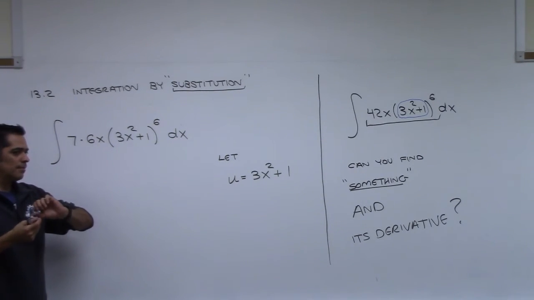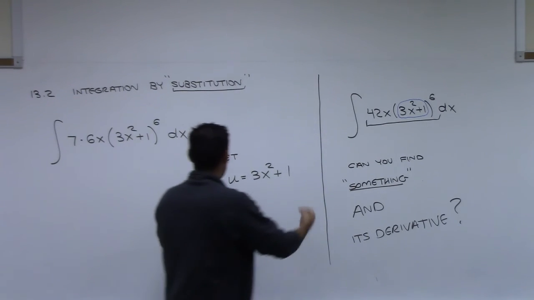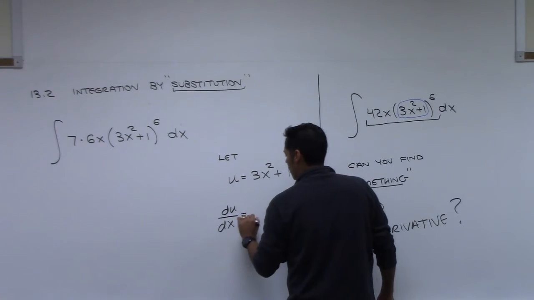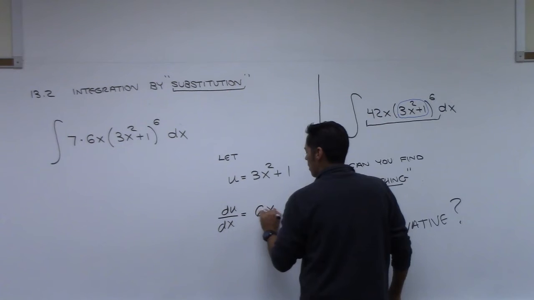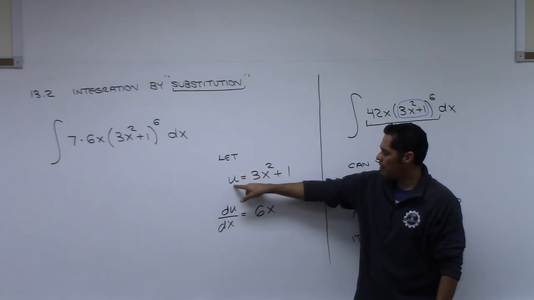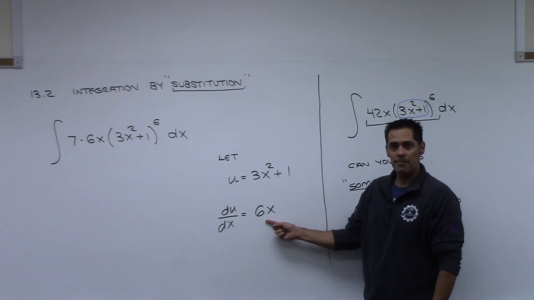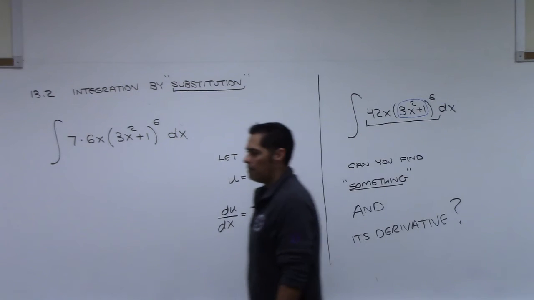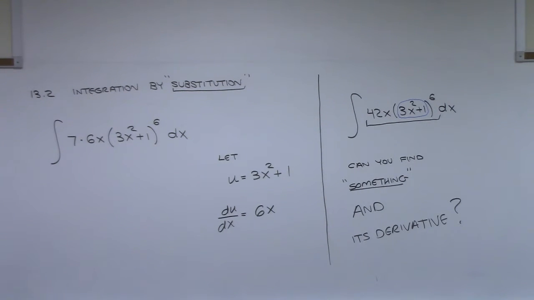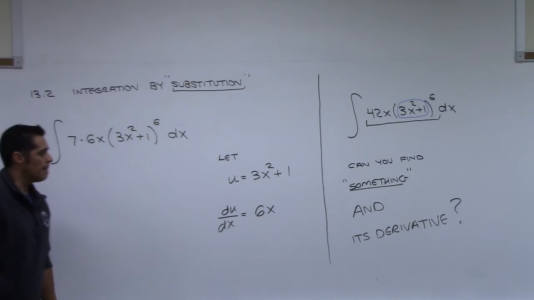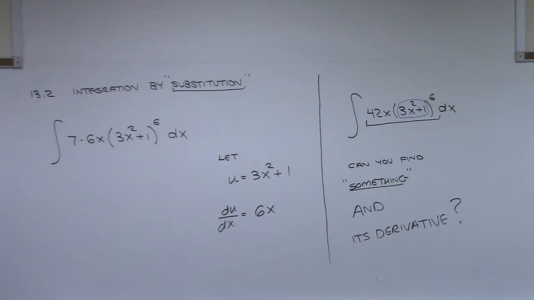So here's what I'm going to do next. I'm going to take this equation and take the derivative of it with respect to x. This is just notation. If I say take the derivative of this with respect to x, that's this, and the derivative of this with respect to x is 6x. Y'all still there? So if we put du dx equals 6x, let's see what it does.